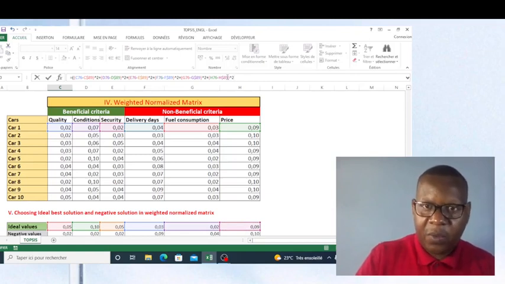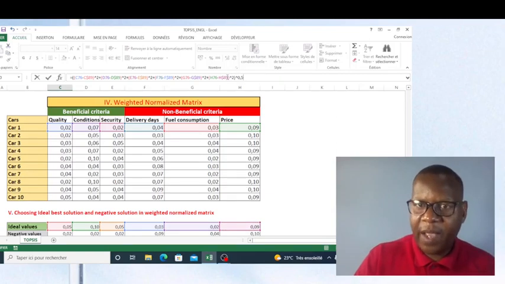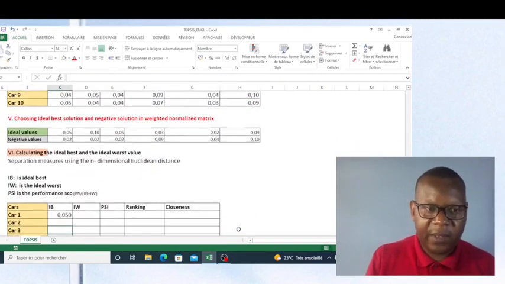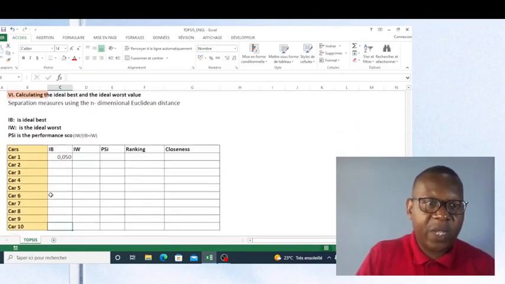Now I have to close the parentheses, but I have to raise to the power of 0.5, and then I press enter. Now you will see, as you can see here, I have considered this one and these values. Now I press enter. Now I finish, friends. This is the ideal best for the first car.